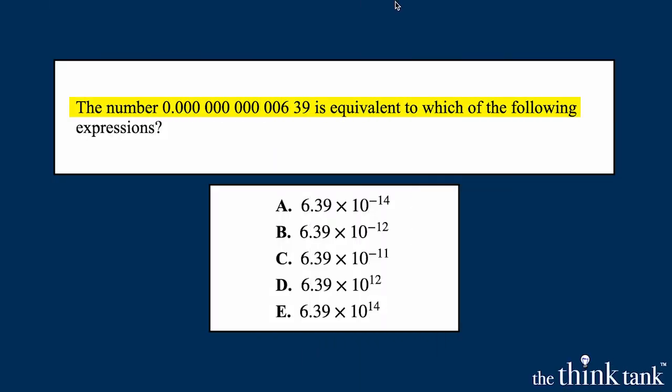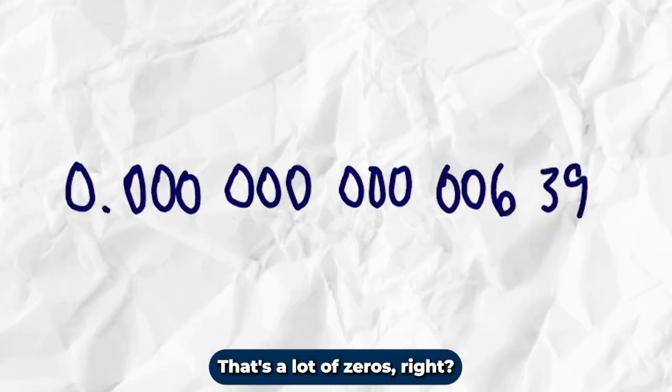The number 0.000000000000639 is equivalent to which of the following expressions? We've got some options. Let's go. That's a lot of zeros, right?